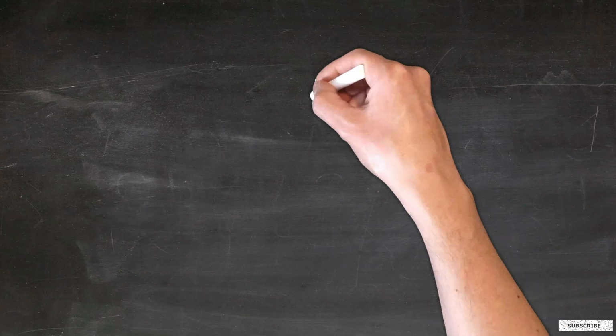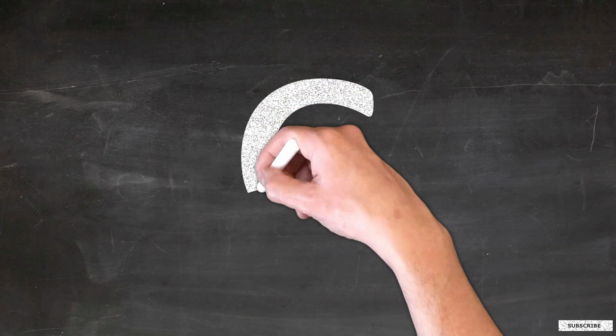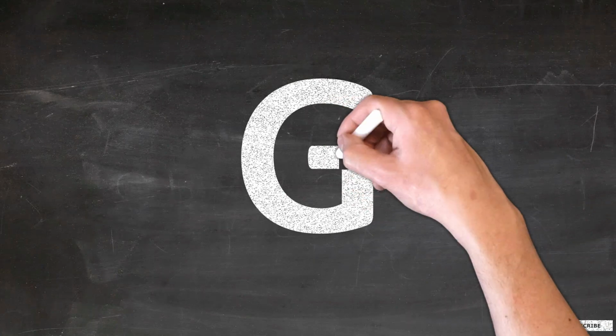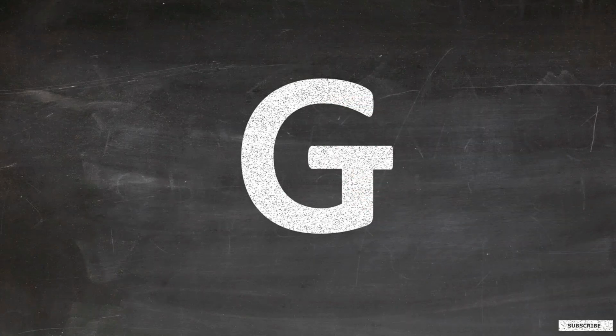Start below the top, draw a curve touching the bottom and further till the middle. Top it with a slipping line. This is capital G.